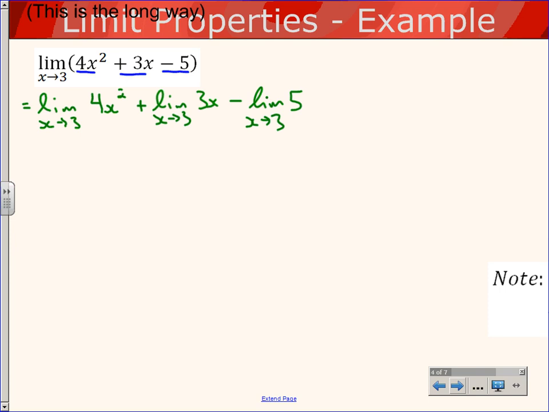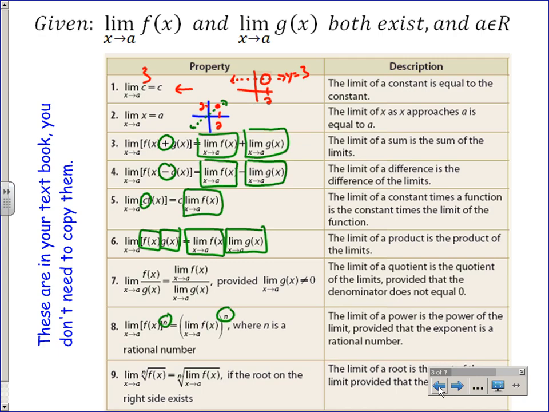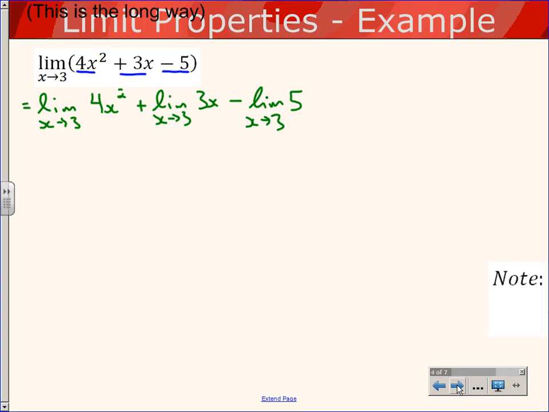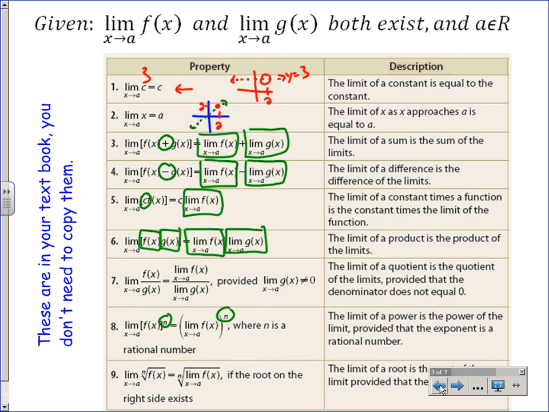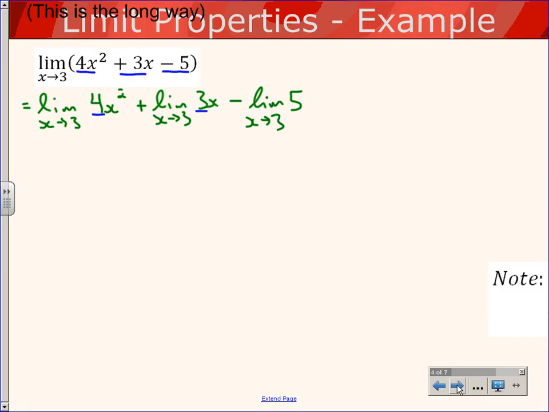The last part there, where it says limit as x approaches 3 of 5, that is rule 1, right? It's just a constant. So that's good. I'm going to be able to evaluate that one in a second. We'll get there in a second. For the first two there, it's got a 4 and a 3. And those are the constants times a function. That's rule number 5, right? Some number times a function of x. And what we're allowed to do is pull those out. So I can pull the 4 in front.